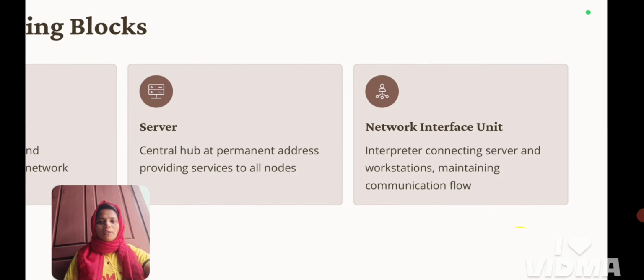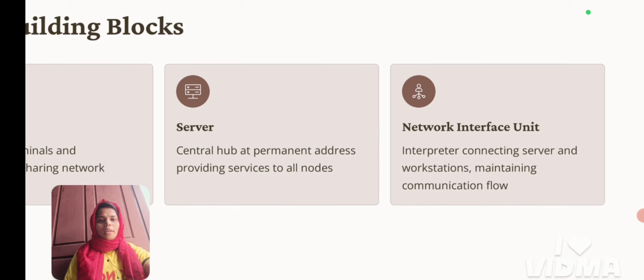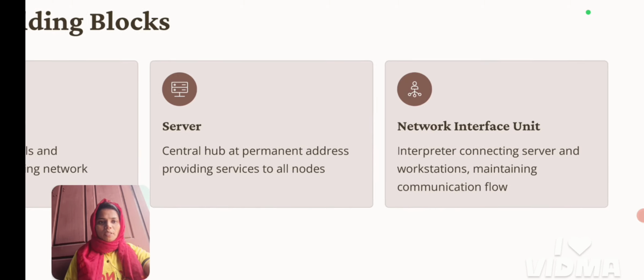Then network interface unit. Network interface unit is an interpreter connecting server and workstations, maintaining communication flow. That means the network interface unit connects every aspect of the computer network, like servers, nodes, workstations, everything, maintaining the communication between them and the communication flow. Network interface unit is also a wider concept. We will discuss it deeper in the next chapter.